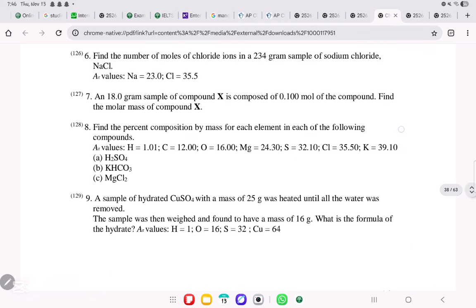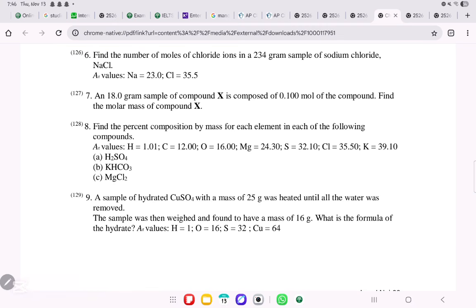We move on to question number 6. Find the number of moles of chloride ions in a 234 gram sample of sodium chloride.